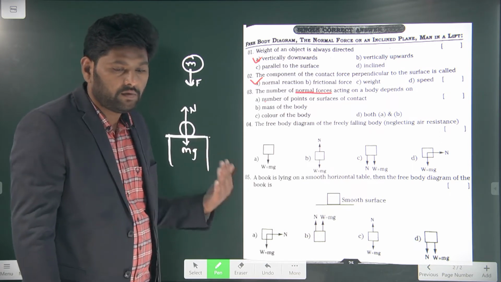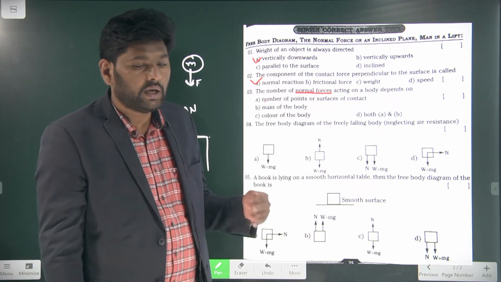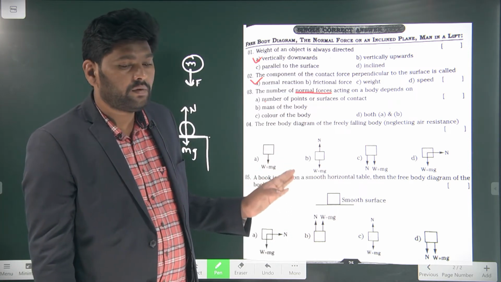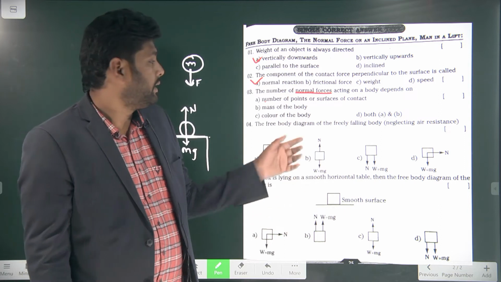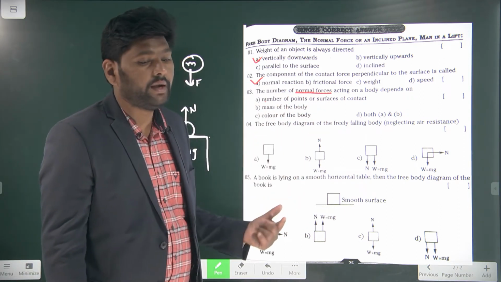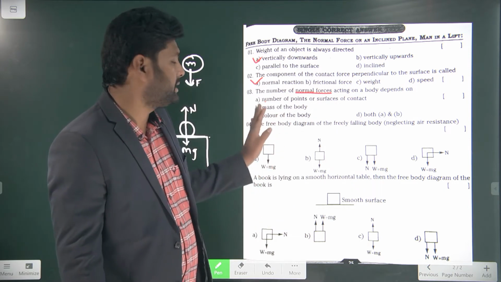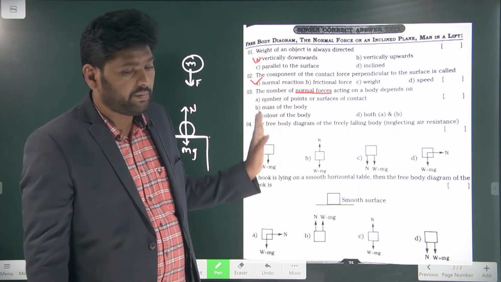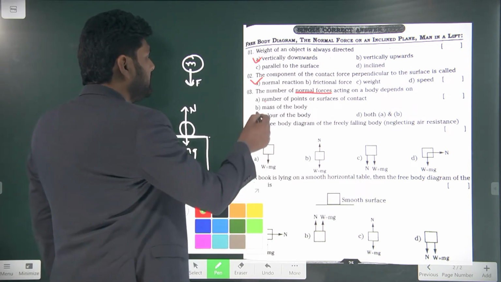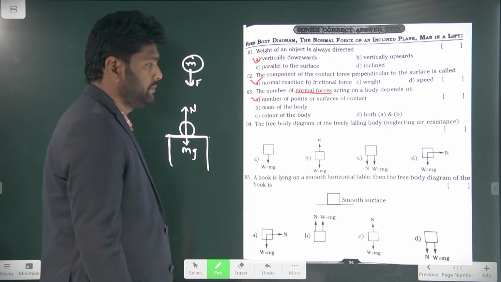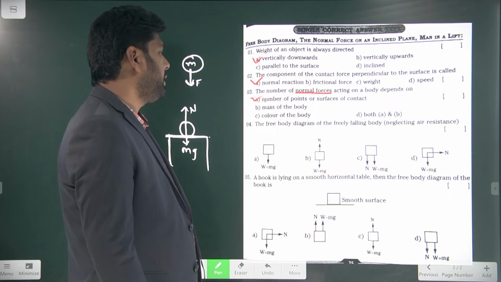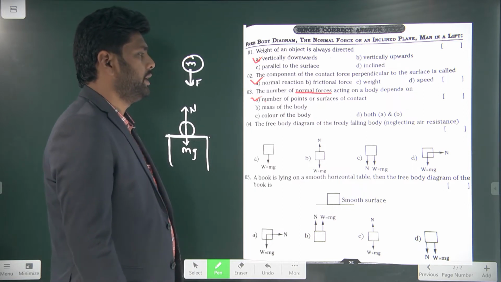So what is the conclusion here? The conclusion is that normal forces depend upon the number of points or the number of surfaces of contact. They do not depend upon the mass of the body, nor upon the color. So the answer here is the first option. Understand?